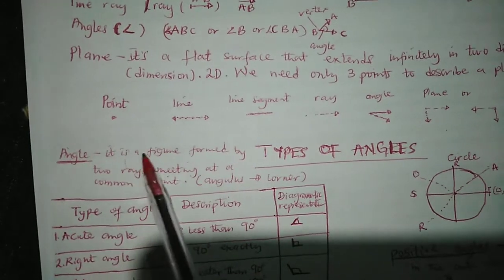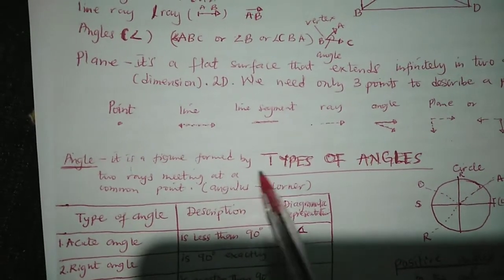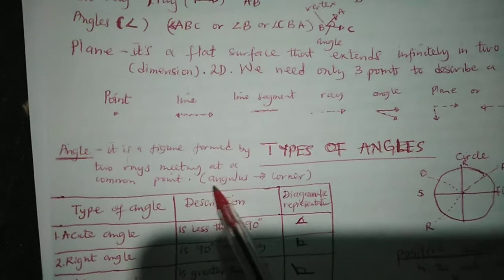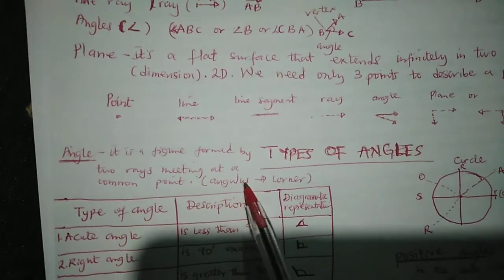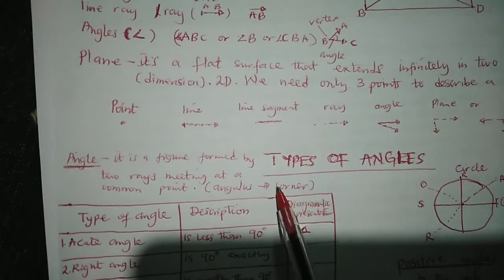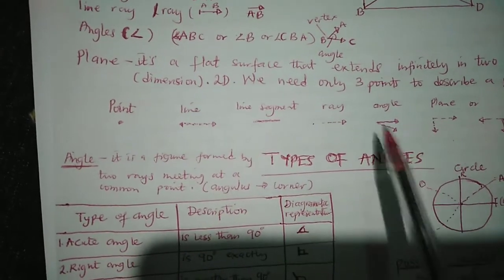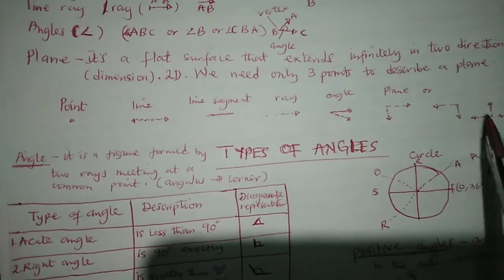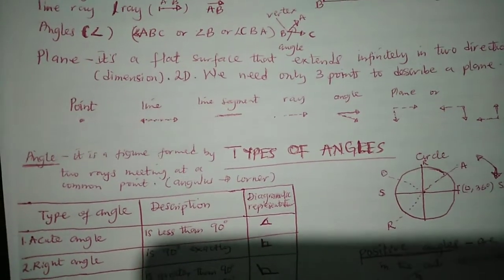When we see an angle, it is a figure formed by two rays meeting at a common point. Angle comes from the Greek word angulos, which means corner. So when we are talking about angles, we are talking about the various corners that are formed by what? By the rays.